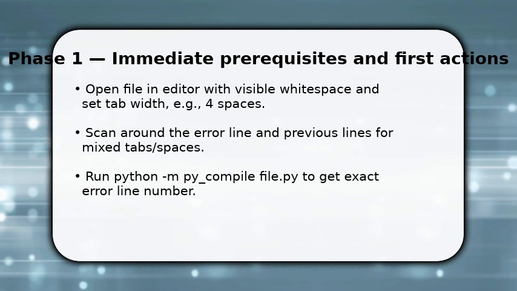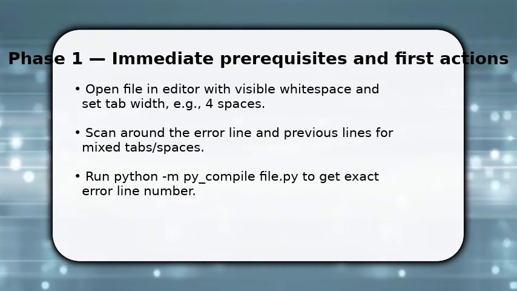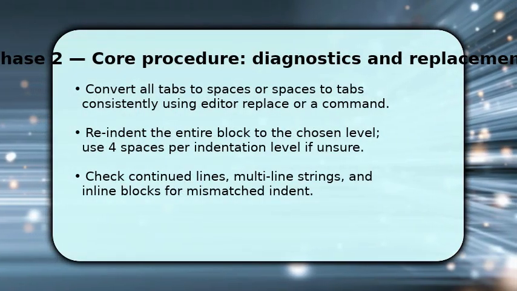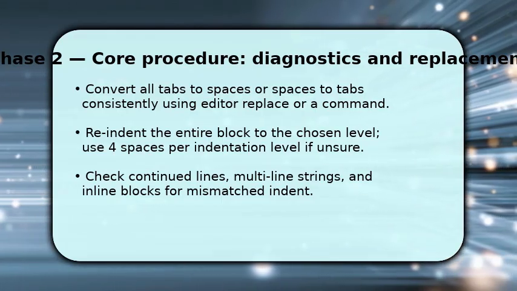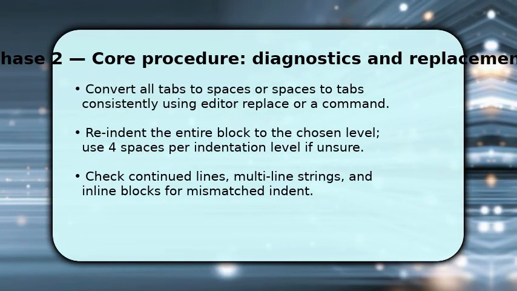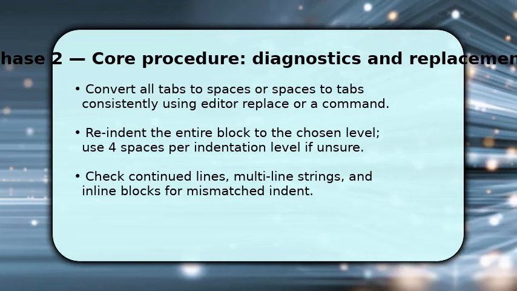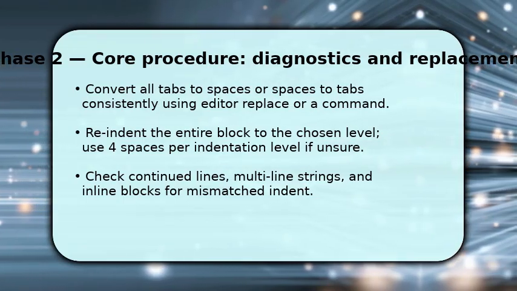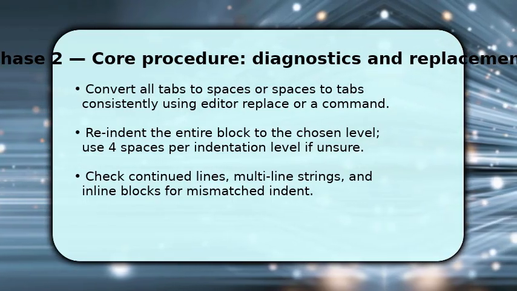Check the whole block for hidden characters and mixed indentation. Once done with locating the problem, normalize indentation across the block. Convert tabs to spaces or vice versa using your editor's tool or a command like expand/unexpand. You should pick one style, 4 spaces is standard, and re-indent the whole logical block so every line aligns to the same nesting level. Make sure to handle continued lines, multi-line strings, and closing lines of conditionals and loops.